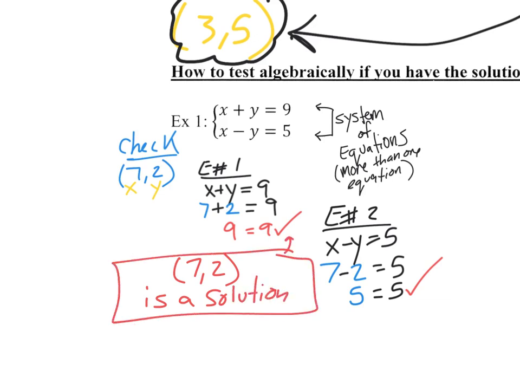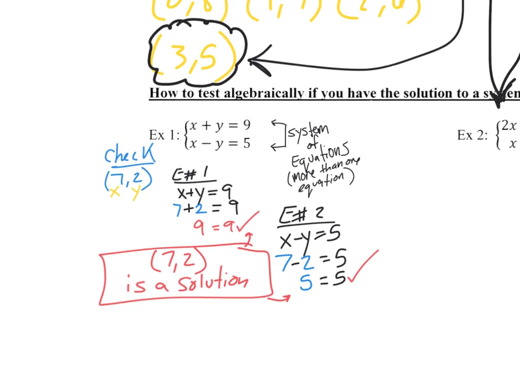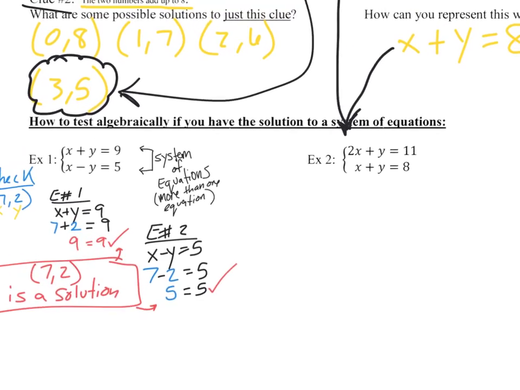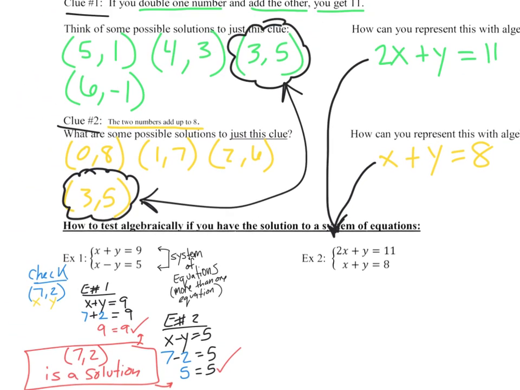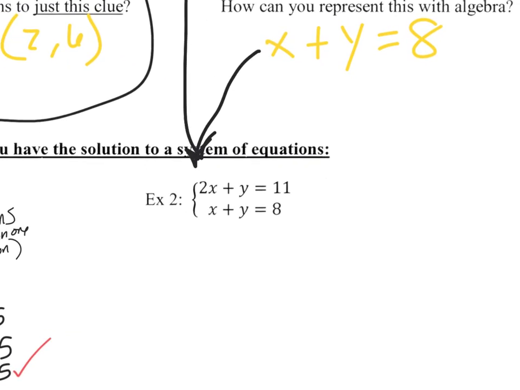And here's the work to prove it. So anytime you want to check to see if a coordinate point is a solution, you just plug that point into both equations to see if it ends up being true. Okay, now let's look at example 2. What was our solution for example 2? It was 3, 5 for both of those clues. So we are going to check 3, 5.